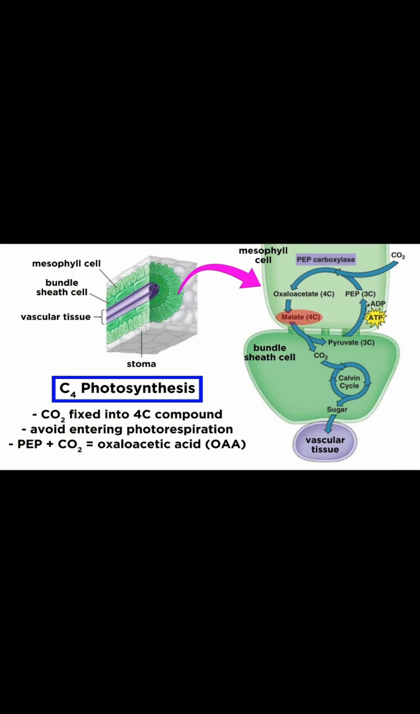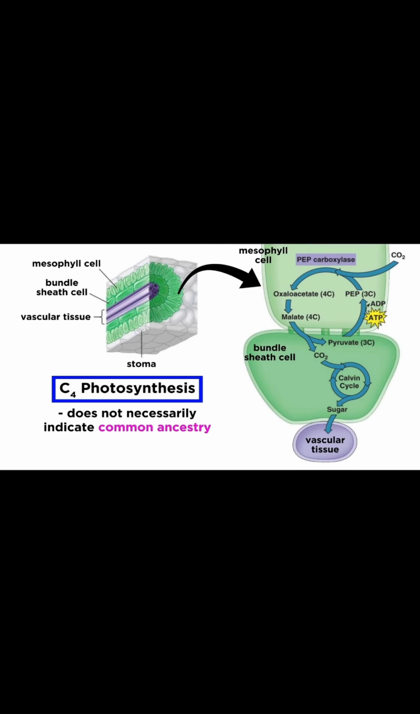The resulting 4-carbon compound within the mesophyll then cycles into the bundle sheath cells and releases CO2, meaning the levels of carbon there will always remain high enough for the Calvin cycle to make sugars. It's important to note that the utilization of C4 carbon fixation does not indicate common ancestry. About 3% of land plants use C4 carbon fixation, most of which are monocots. However, C4 carbon fixation has evolved independently at least 20 times in the grass family alone, and is thus an excellent example of convergent evolution.